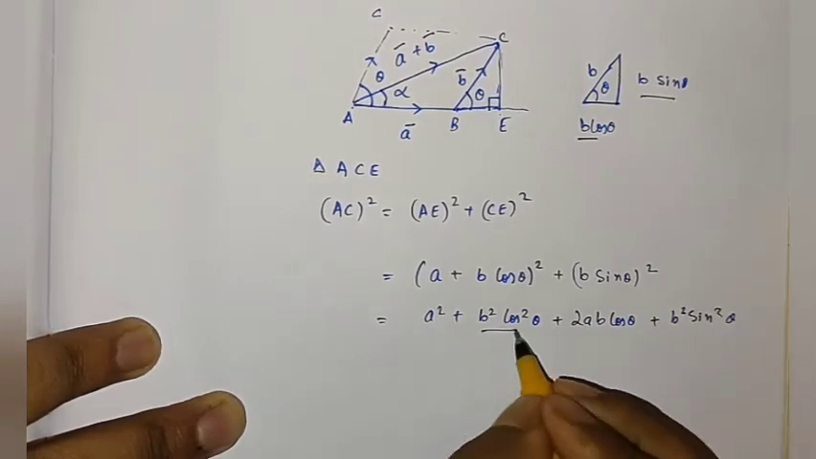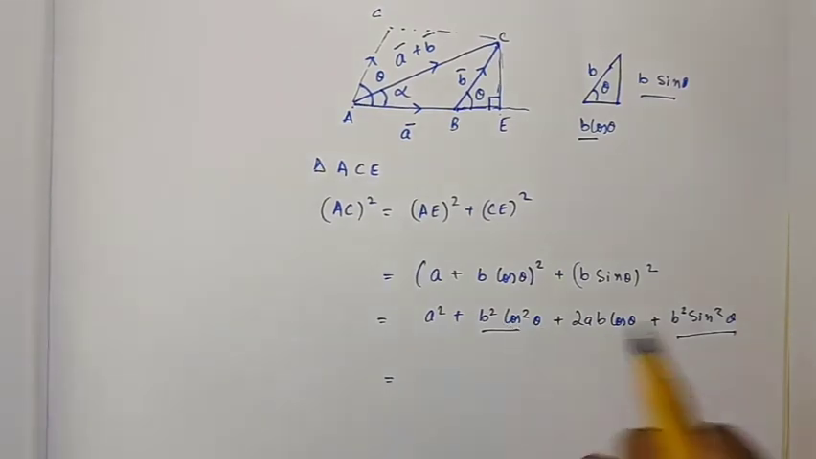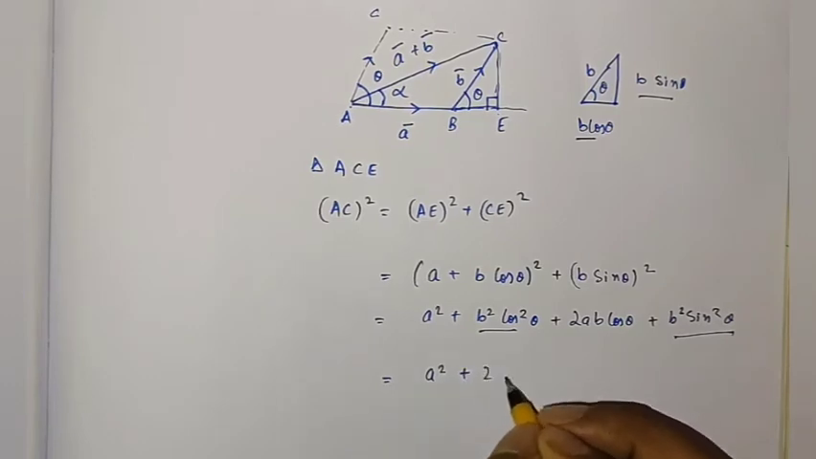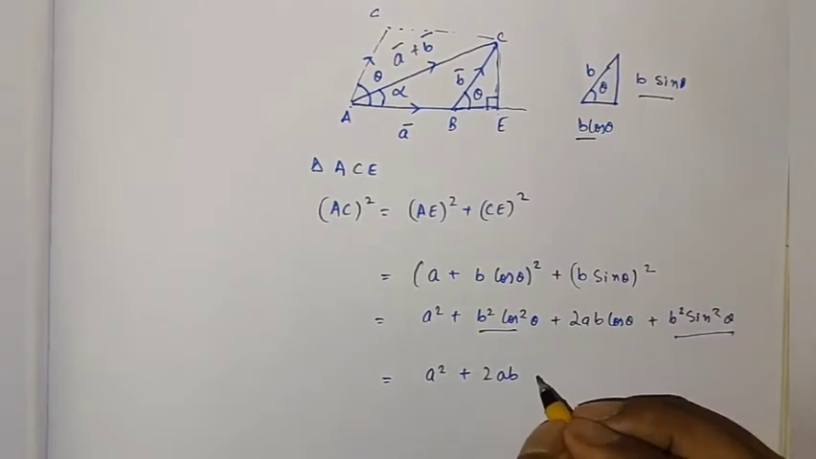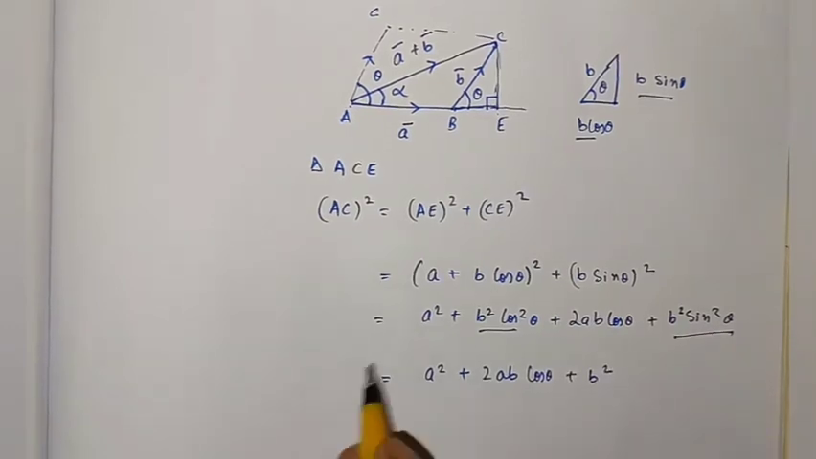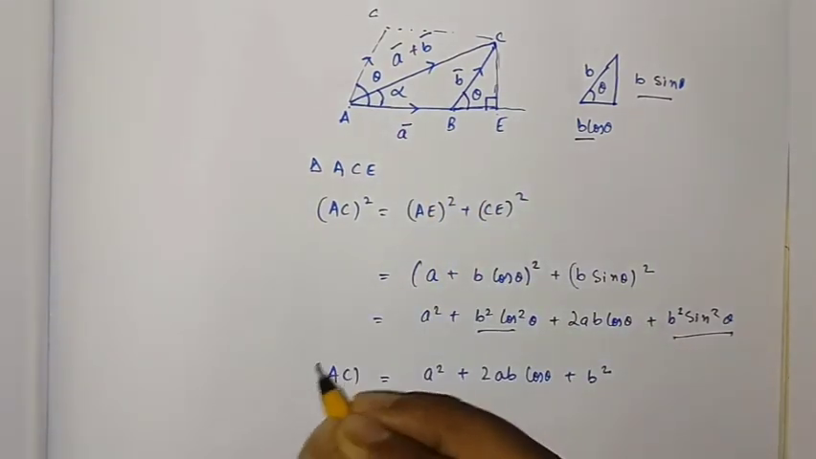sin square theta. So this and this will add up to be just b square, because if you take b square common, you'll get cos square theta plus sin square theta, so you'll get 1 in there. So the final result is a square plus twice ab cos theta plus b square, and this is nothing but the square of the resultant that we've taken.